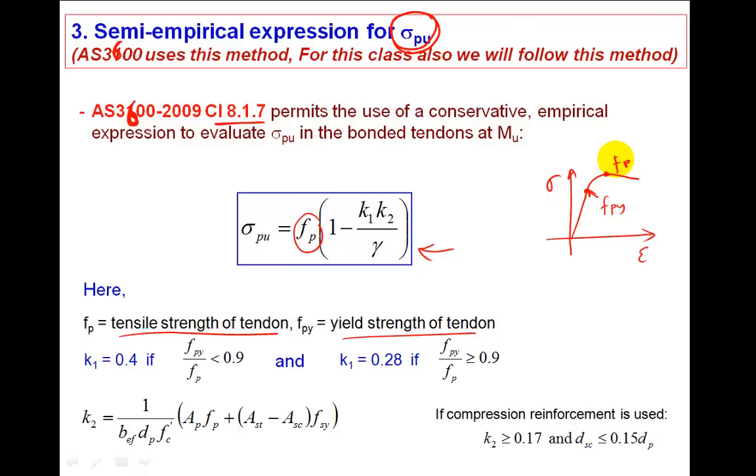Here FP is the tensile strength of the tendon, and the K1 and K2 parameters you can work out from the ratio of FPY and FP. K1 is equal to 0.4 if the ratio of the yield strength of the tendon divided by the total tensile strength of the tendon is less than 0.9. If this ratio is greater than or equal to 0.9, you can use K1 as 0.28. And the K2 parameter is given by this equation, which takes into account the presence of compression reinforcement, where this is the compression reinforcement.